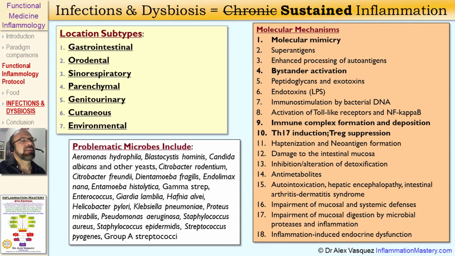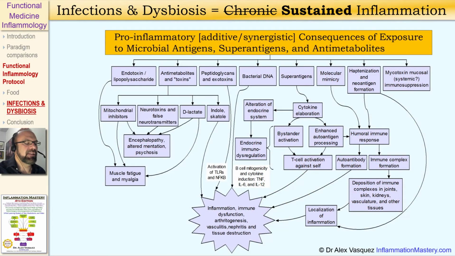Here are some of the mechanisms through which microbes can create systemic or tissue-specific inflammation or autoimmunity. These include molecular mimicry, bystander activation, Th17 cell induction and suppression of T regulatory cells, also immune complex formation and deposition. You can see other mechanisms listed here, and you can see how those mechanisms work together in this diagram originally published in my book, Integrative Rheumatology, in 2006.